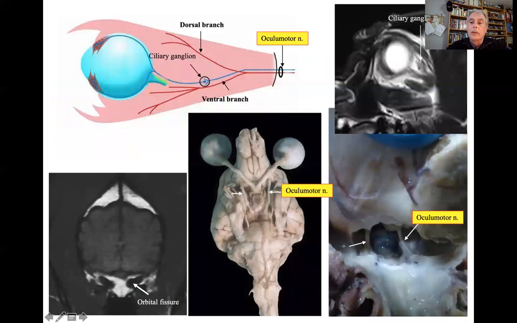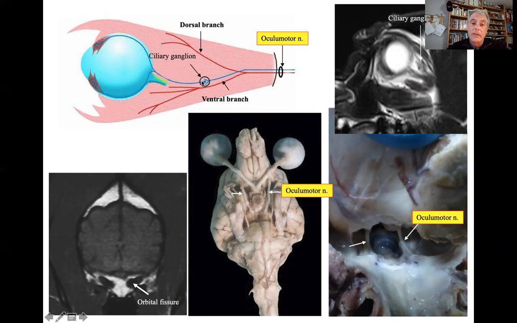So, the oculomotor nerve. We see that the oculomotor nerve has two components, and as this nerve enters the periorbita through the orbital fissure, it branches inside the periorbita into two branches, one dorsal and one ventral. And it's the ventral that carries the general visceral efferent component of parasympathetic nerve fibers. These are preganglionic fibers, right? And they make synapses with the postganglionic neuron at the level of the ciliary ganglion.